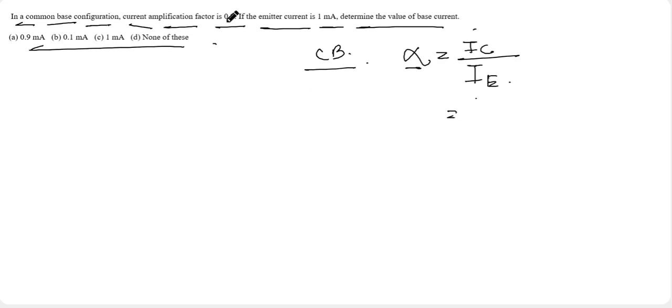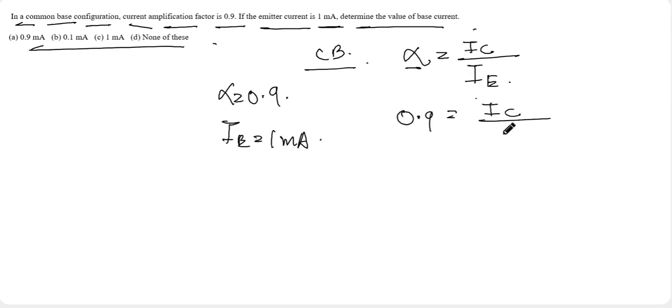So in this question, the current amplification factor is given to us. So alpha is equal to 0.9 and the emitter current is also given to us, which is equal to 1 milliampere. Alpha is equal to 0.9, IC is not given, and IE is equal to 1 milliampere or 1 into 10 to the power minus 3. So IC equals 1 into 0.9 into 10 to the power minus 3.